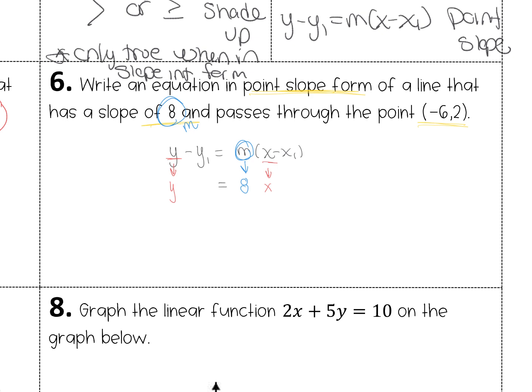Keep my equal sign. This right here is my x1. So I'm going to write minus, and then my x1 is negative 6. And this right here is my y1. So over here I write minus 2. Put my parentheses back in, and I'm going to clean it up. y minus 2 equals 8, and then a minus and a minus make a plus, x plus 6.